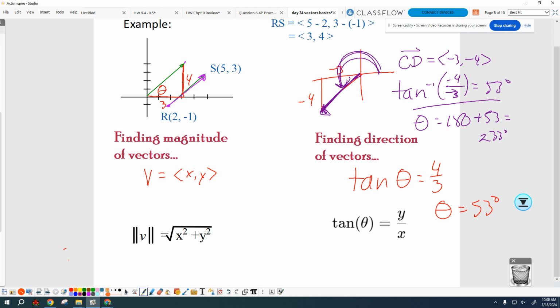Okay, so in this, you need to think about it on every single one of these. When you're finding direction, do I want the baby angle or do I want the bigger angle? Because tangent's only ever gonna give you this positive angle for quadrant 1, but sometimes you want it in quadrant 3. So you need to look at it.